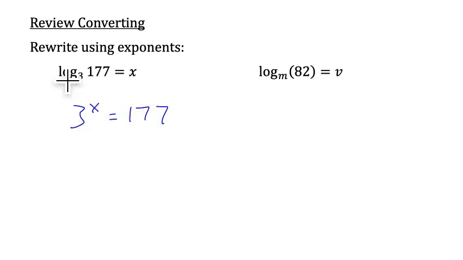So the base number for our log is the base number for our exponential expression. The log equals the exponent. And then we fill in with the other number. So the base is m. The exponent is v. And it equals 82. So we can go back and forth between exponential form and logarithm form.